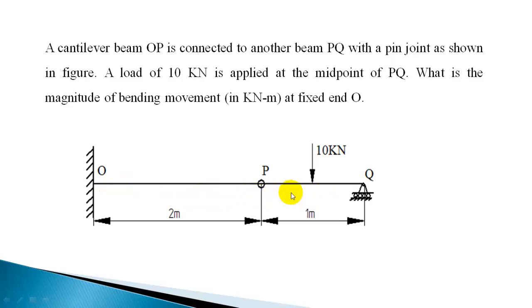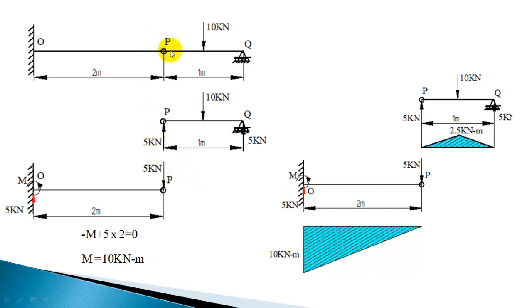So after detaching, I'll show it here. I have separated this pin, and this part will become a simply supported beam with a central load of 10 kN, and this is a roller support, so it will exert a vertical reaction. Here again you will have a vertical reaction, because this load is vertical, so this force is also going to be vertical. Now this is a force exerted by this part of the beam, that is the cantilever beam.